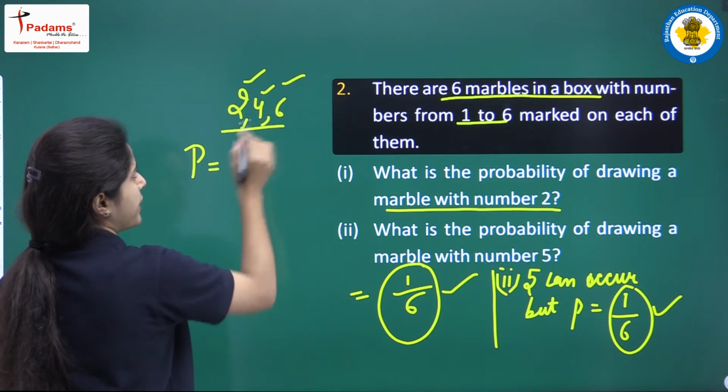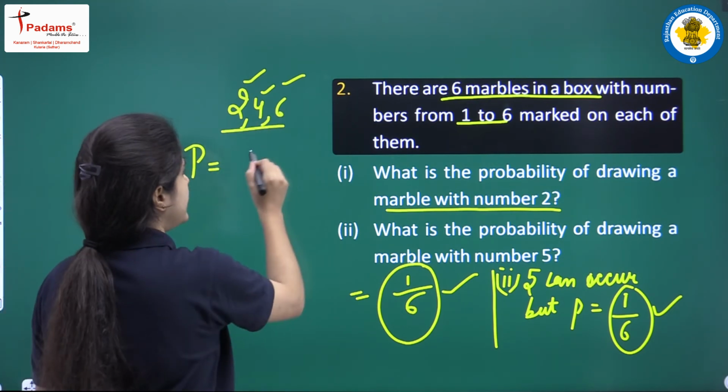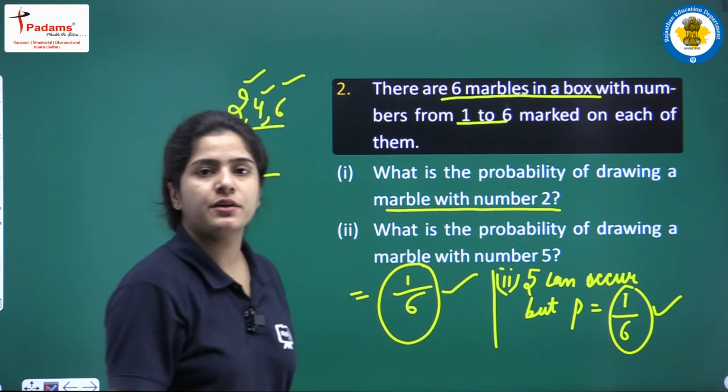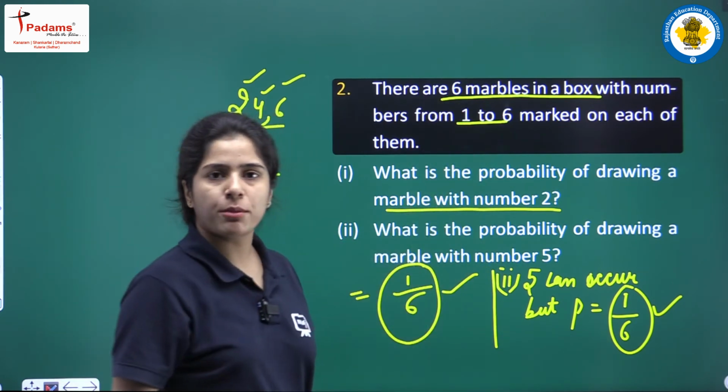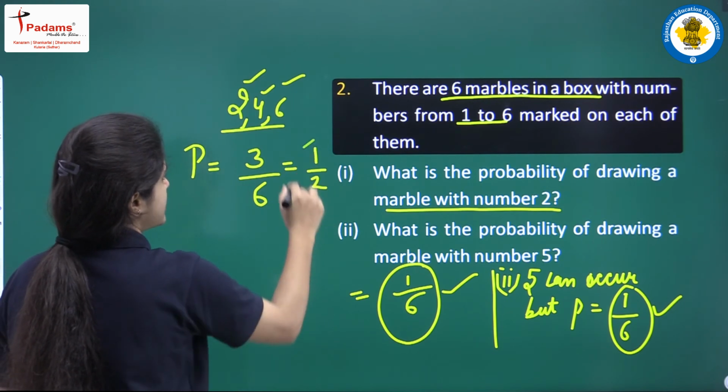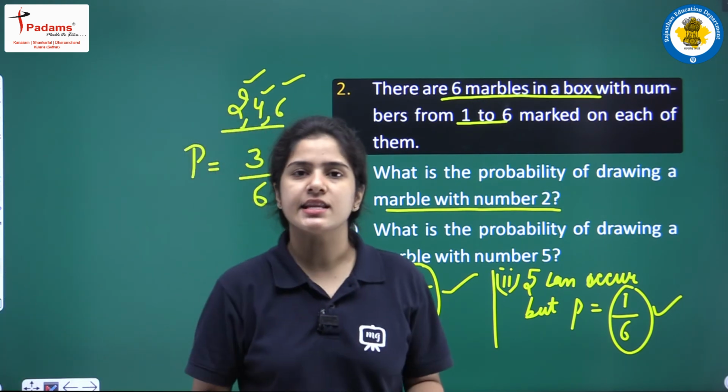Then what is its probability? Probability is equal to favorable outcome, which is 1, 2 and 3, so 3. And how many total marbles are there? 6 total marbles are there, because 1 to 6 are marked on the top of it. So 3 upon 6, then it is equal to 1 upon 2. Alright students, in this way you can easily solve the questions.